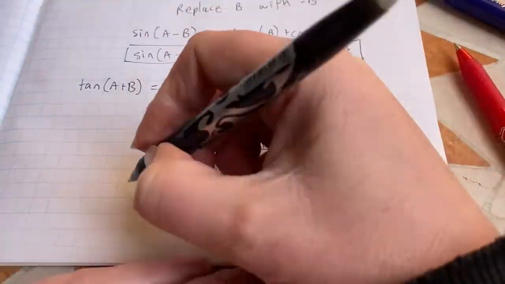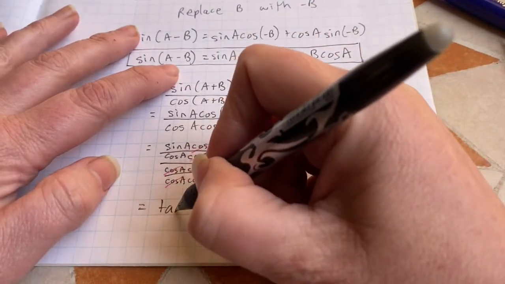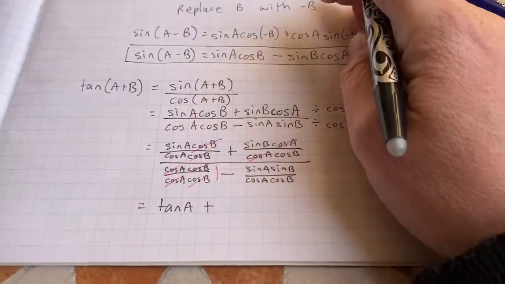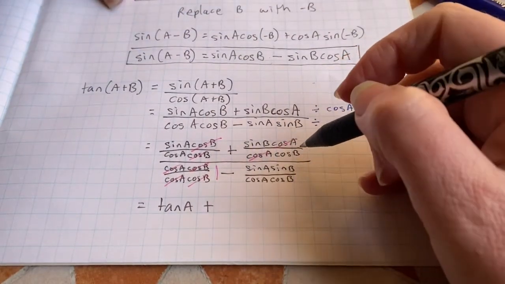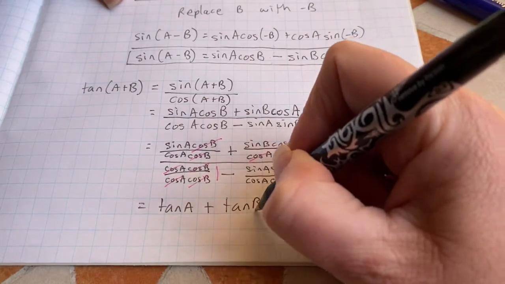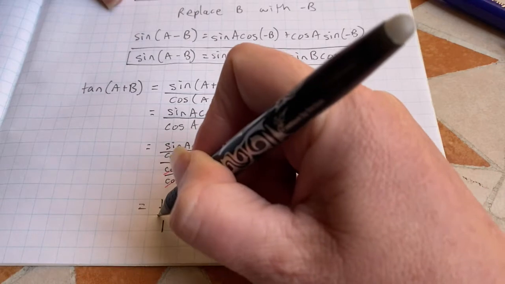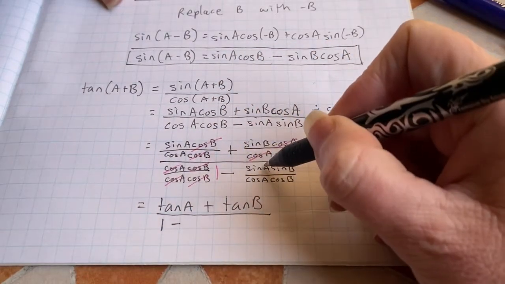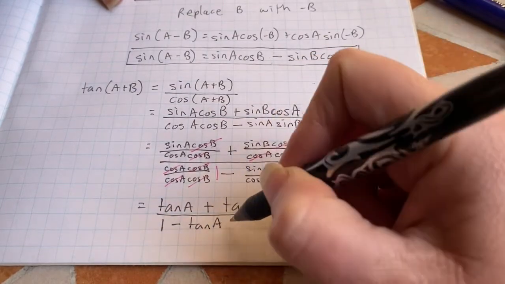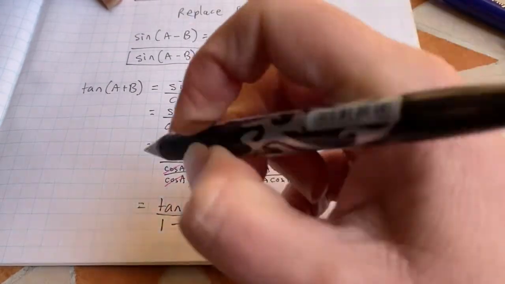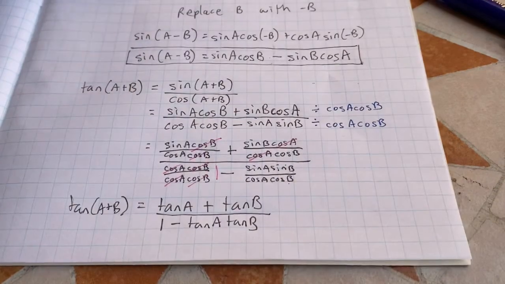Now, let's have a look at what's left. So, this first term is now sine A over cos A. Well, that is just tan A. Plus, this second one is now sine B over cos B. And that is just tan of B. Down here we've got 1 minus, now sine A on cos A is tan A, sine B on cos B is tan B. And that's the formula, the tan angle sum formula.